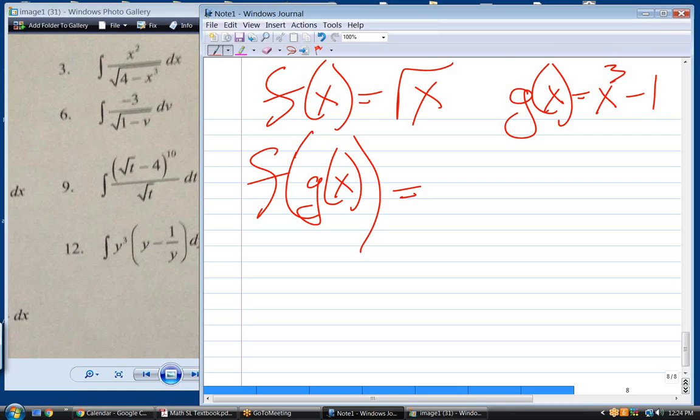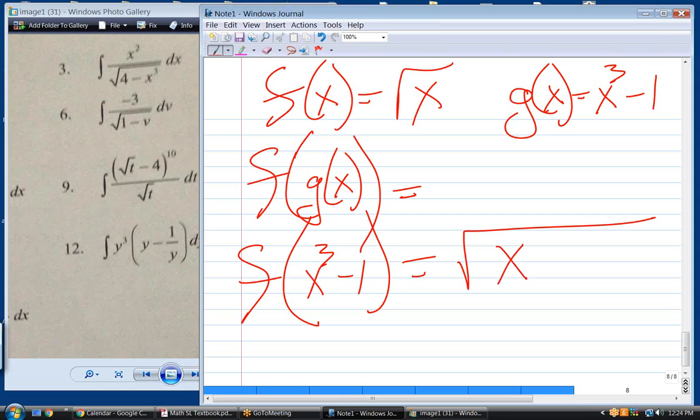So what would f of g of x be? It would first of all be f of x cubed minus 1, right? That's what g of x is. So what's f of x cubed minus 1 if f of x is square root of x? It'd be root x cubed minus 1. Yeah. Notice that's what we were looking at. We were looking at a composite function.